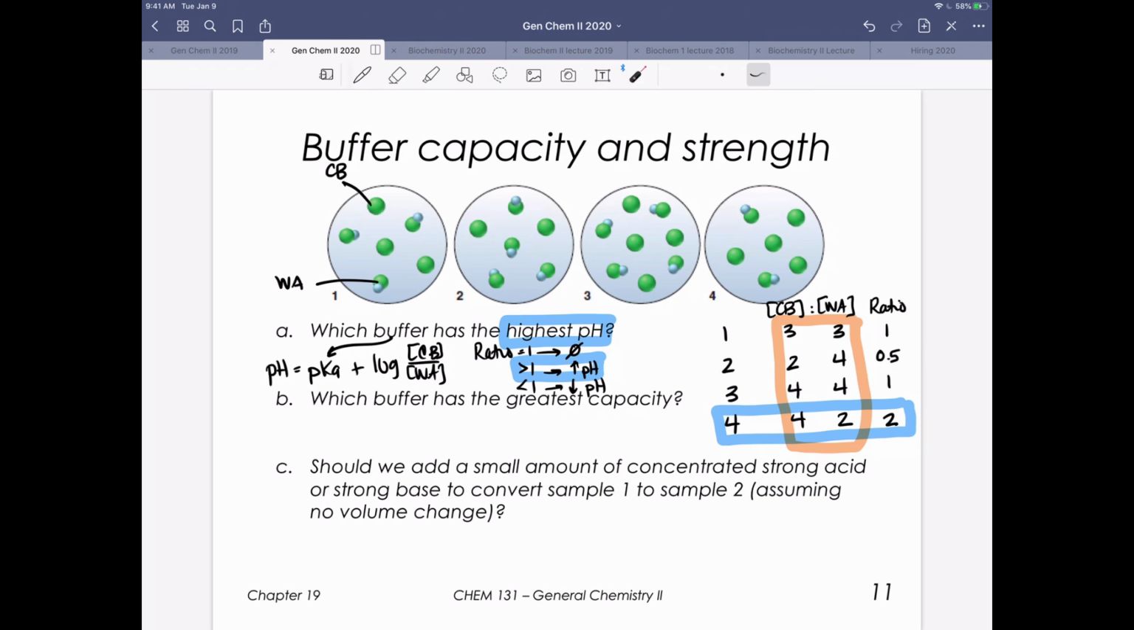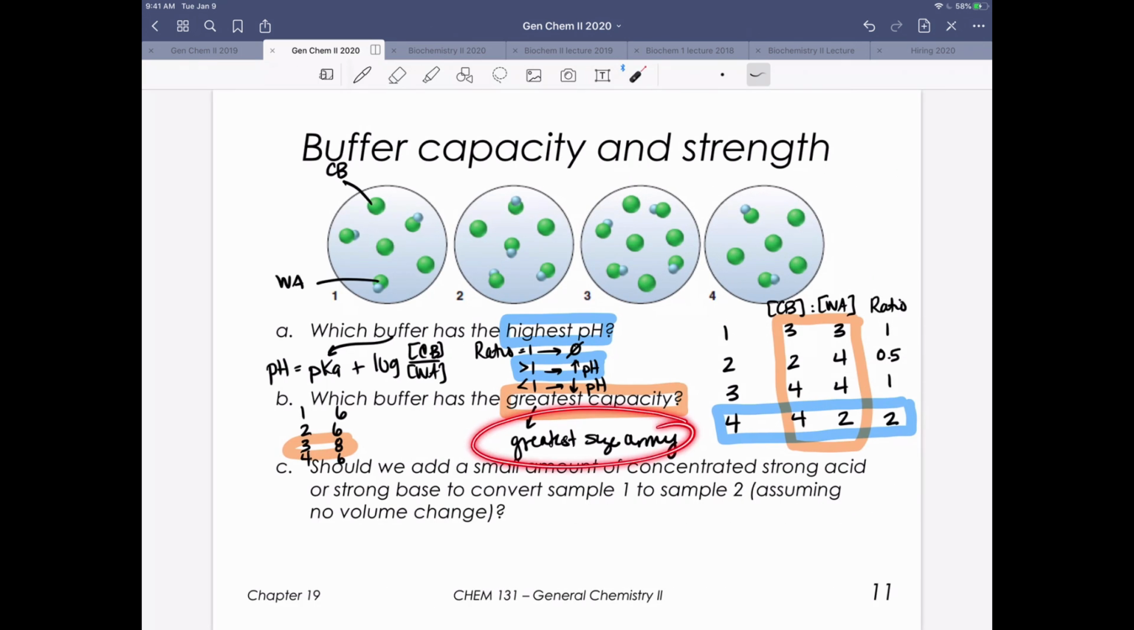Working now through the question, which buffer has the greatest capacity? The greatest capacity means we're going to have the greatest size army. So if we look at these 4 solutions and add up the total number of soldiers in each, we can see that buffer 3 has the greatest army, so that one is going to have the greatest capacity.